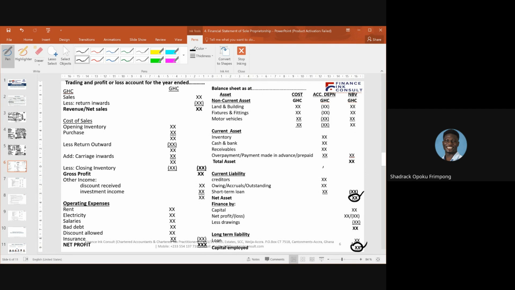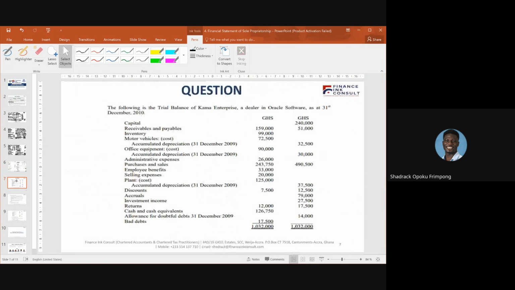All right. Okay. So there is a question here that I would like us to solve. The following is the trial balance of Kama Enterprise, a dealer in Oracle software, as at 31st December 2010. So this is the capital, receivables and payables. We have inventory.